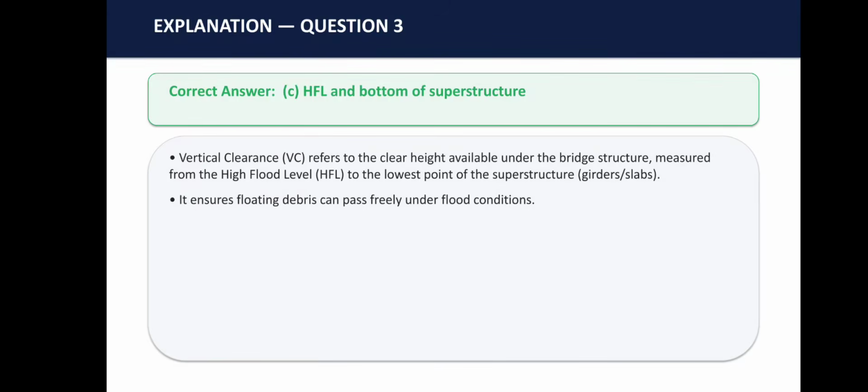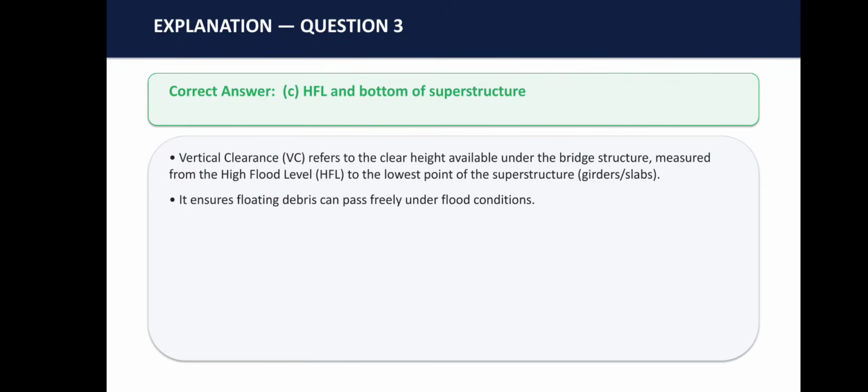Explanation. Vertical clearance refers to the clear height available under the bridge structure, measured from the high flood level to the lowest point of the superstructure girders or slabs. This ensures floating debris can pass freely during flood conditions.